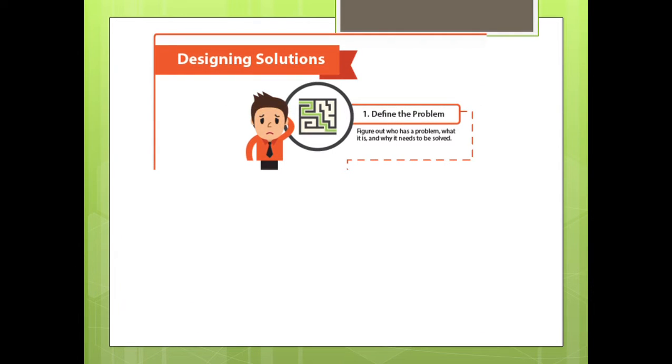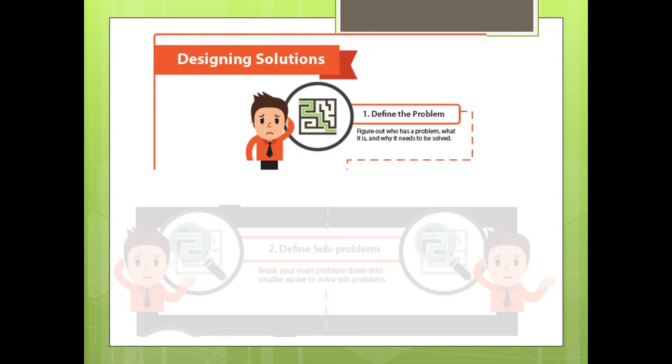Let's continue. We have step number 1, which is define the problem. Figure out who has a problem, what it is, and why it needs to be solved. This is extremely important, and it's the first step of our method. We need to be very specific on the things that we have to study, because if we are very specific on what we are going to analyze, it's much more likely that it's going to be easier for us to find a solution for it.